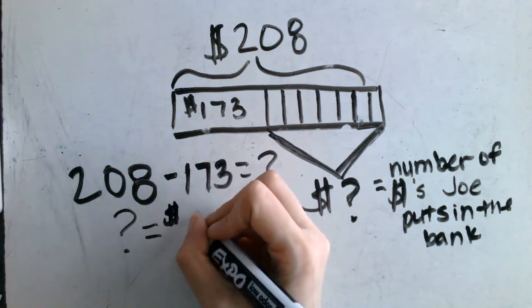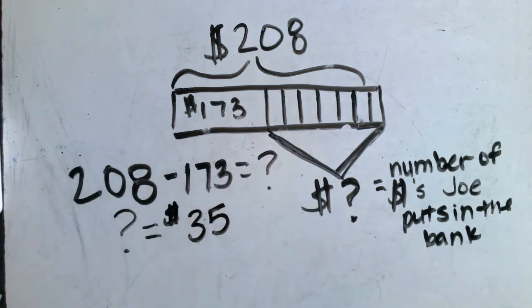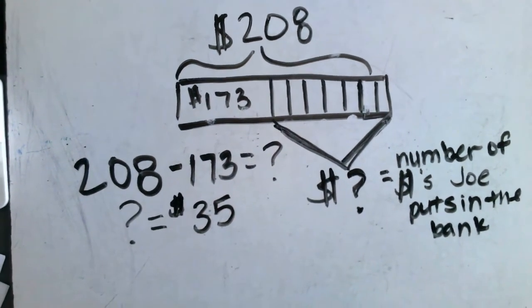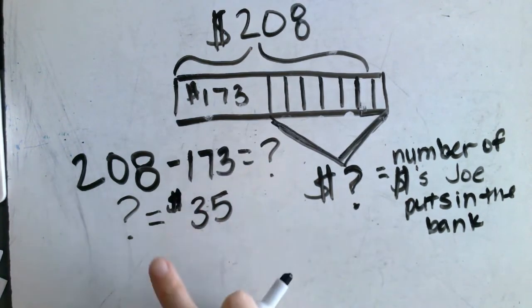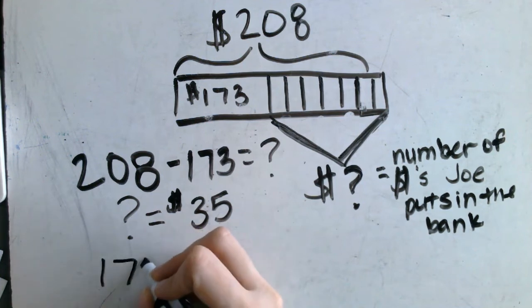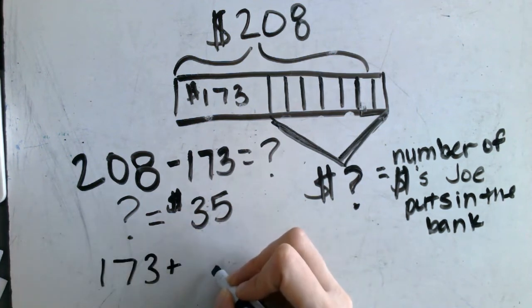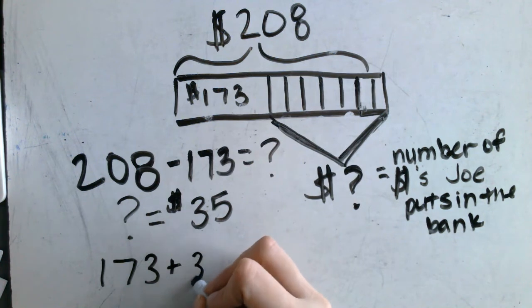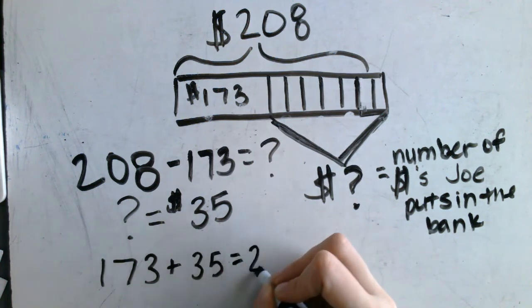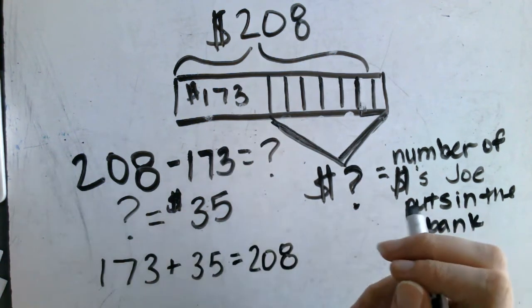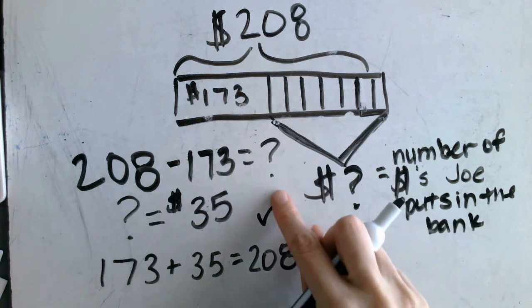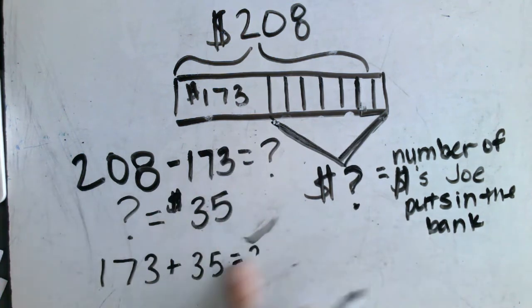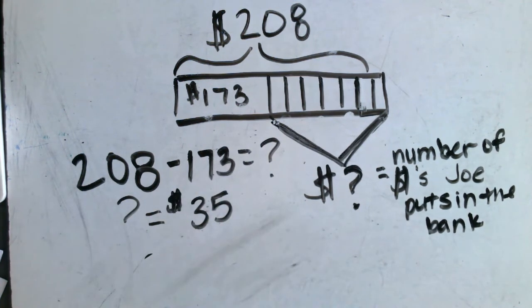Good. The question mark equals $35. Now, this answer is reasonable, or it makes sense, because if we were to flip this around and say 173 plus 35, we would get 208. That's telling us that this checks out. We did the right math here and we got the right total back. I'm going to erase our reasonable work on the bottom. But did we answer the question yet?